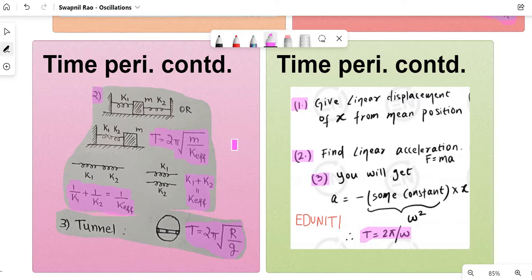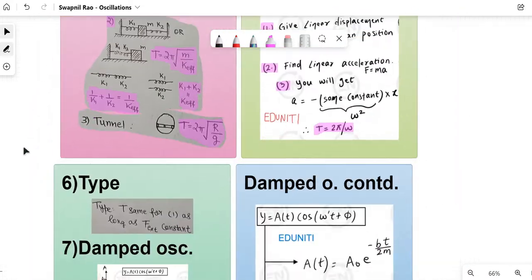Typically they won't ask any other question other than the 3 cases which I've mentioned, but you never know what will happen. It's always better to be on the safer side. So the next one will be a type of problem.